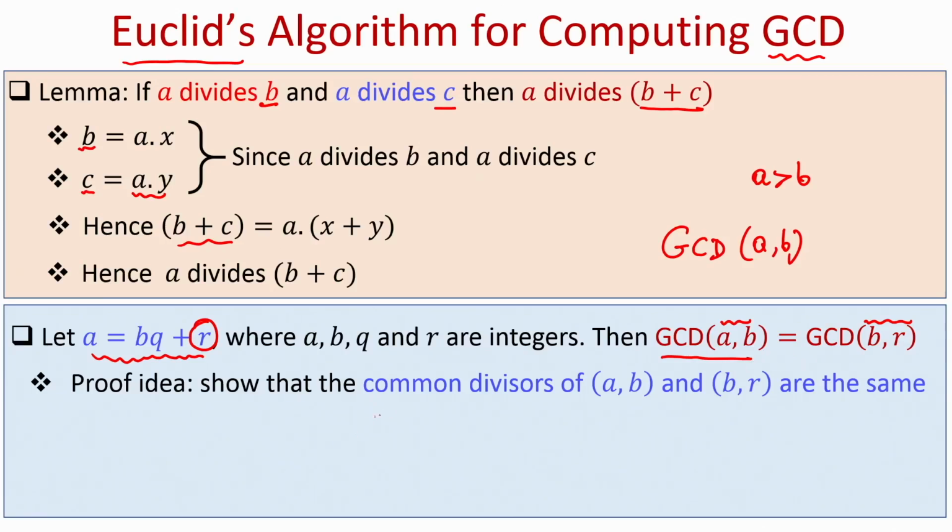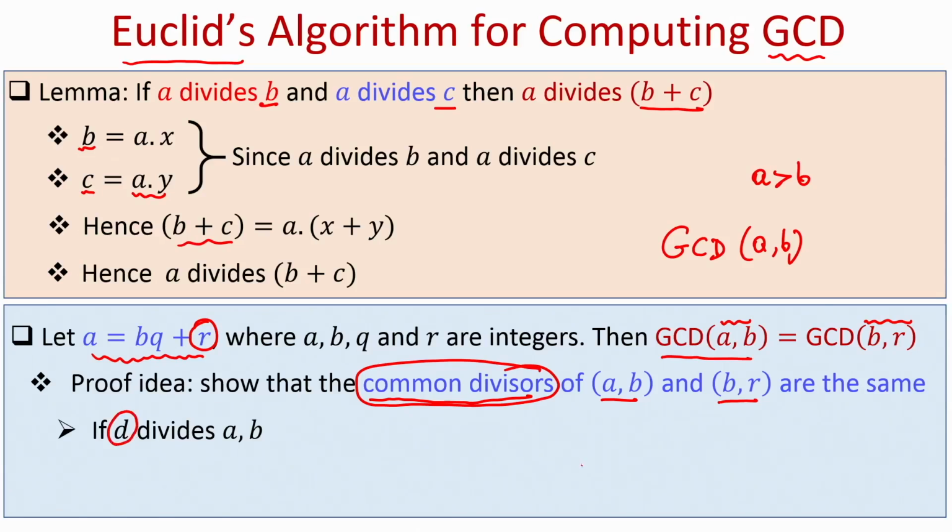We will instead prove that every common divisor of A and B is a common divisor of B and R, and every common divisor of B and R is also a common divisor of A and B. If we prove that, then that automatically shows that the greatest common divisor of A and B is the same as the greatest common divisor of B and R, because we are actually proving a stronger statement. We are proving the statement about all common divisors of A and B, whether greatest or not.